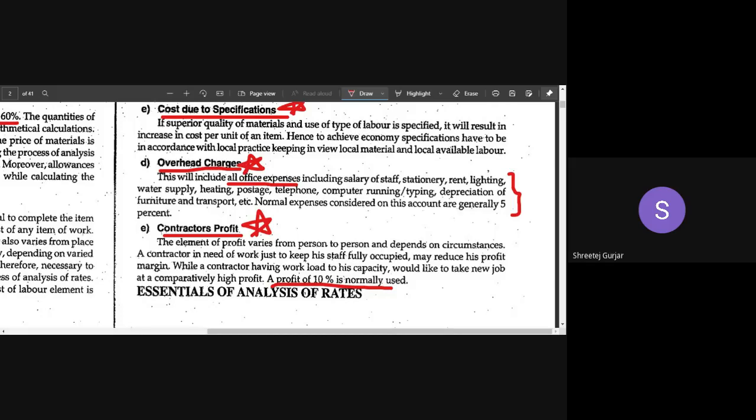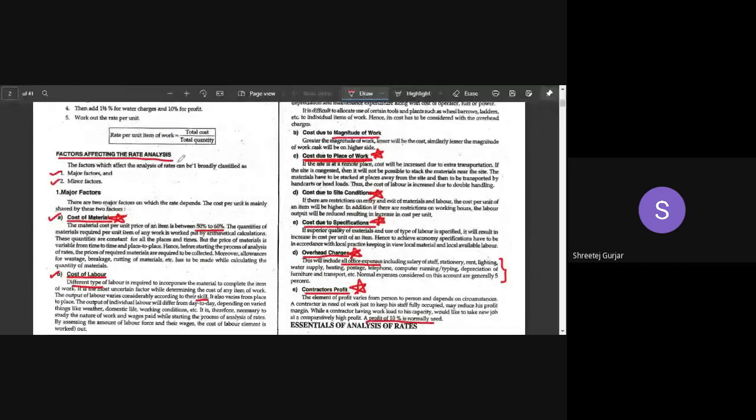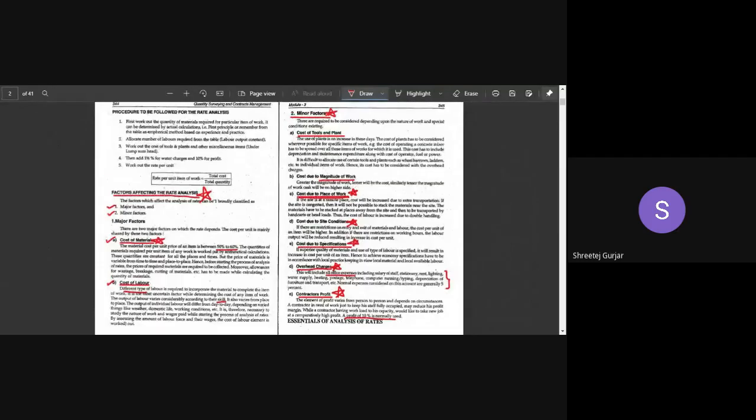Okay, so I hope all the factors affecting the rate analysis are clear. Yes or no? Can you please reply? Yes, sir. Clear? Understood? Yes, sir. Okay.